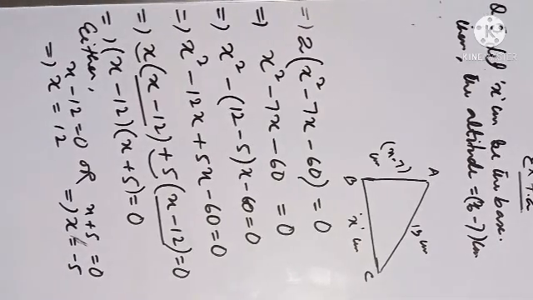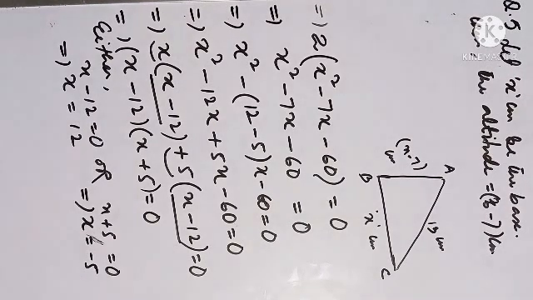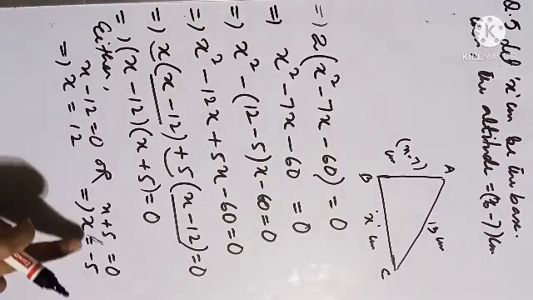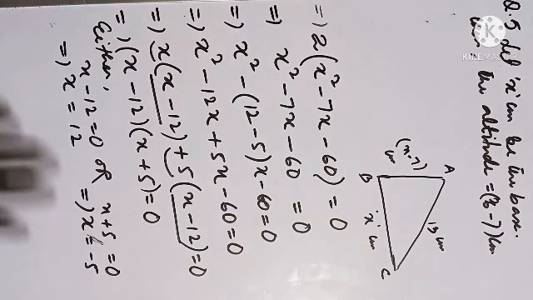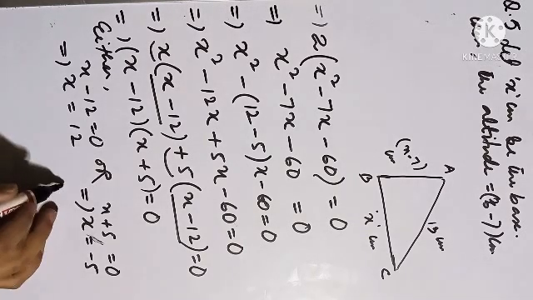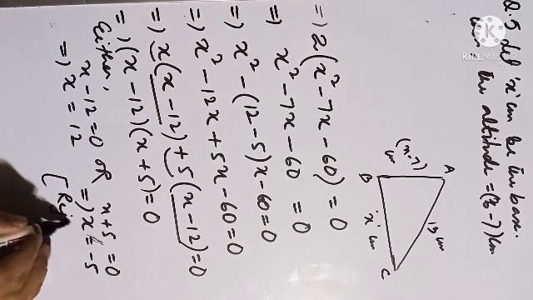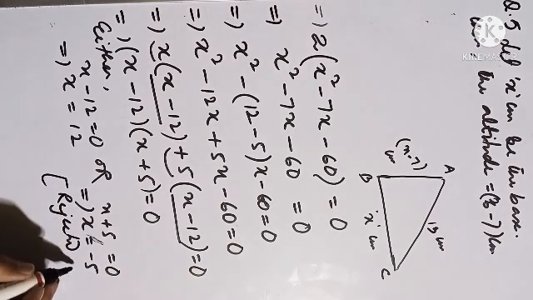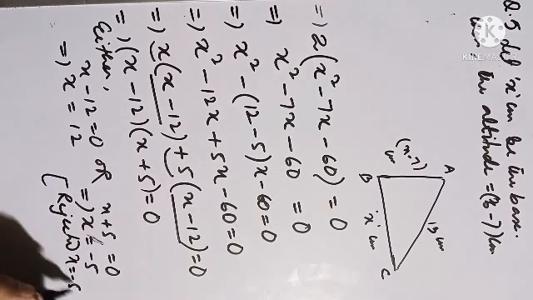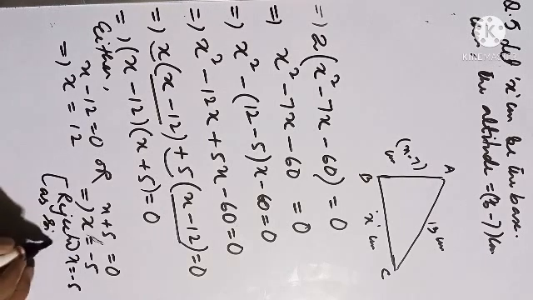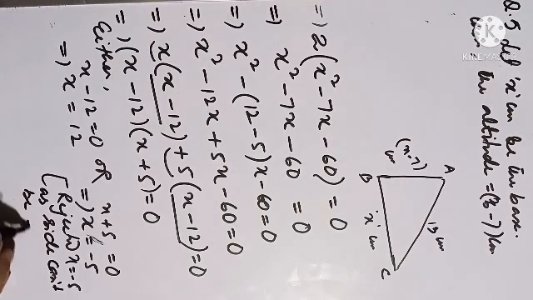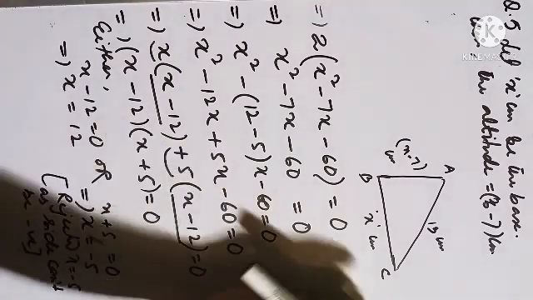Let me drag the board a little bit. Let me reject this value of x equal to minus 5 because the side cannot be negative. So you can write here: rejected, x equal to minus 5, as a side cannot be negative.